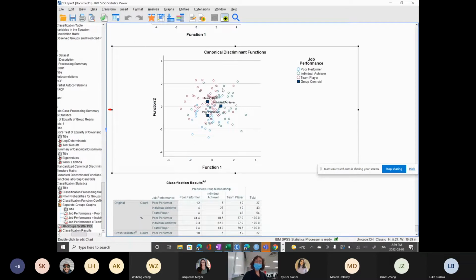So for this function, we have 3 groups. Remember, we have 3 groups. This part is a poor performer. Here, look at my mouse. And this is individual achiever. And this is, what is this? Team player. So team player is in this color, pink.